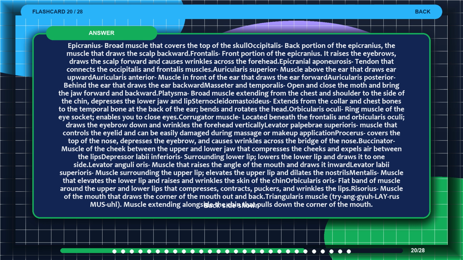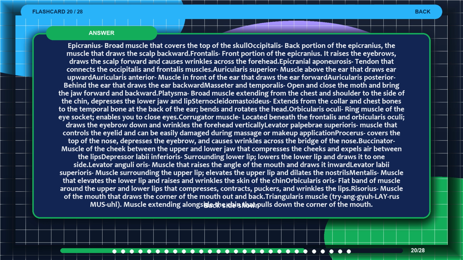Corrugator, muscle located beneath the frontalis and orbicularis oculi, draws the eyebrow down and wrinkles the forehead vertically. Levator palpebrae superioris, muscle that controls the eyelid and can be easily damaged during massage or makeup application. Procerus covers the top of the nose, depresses the eyebrow, and causes wrinkles across the bridge of the nose.